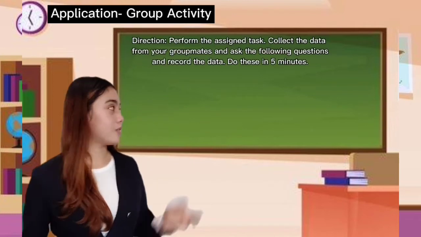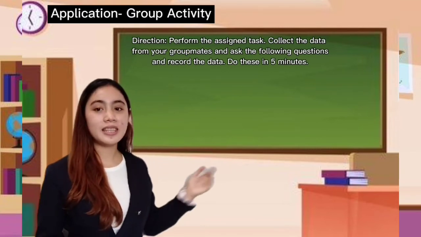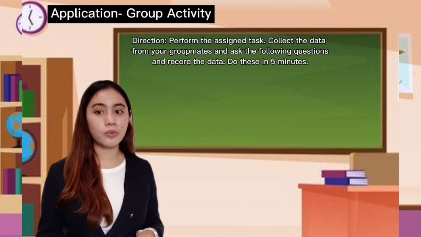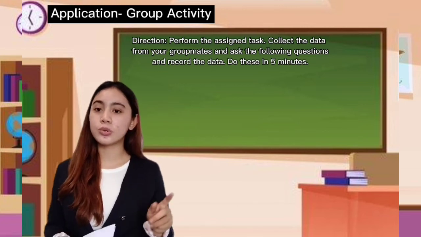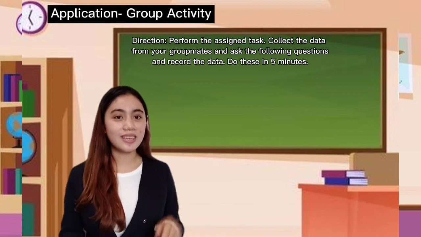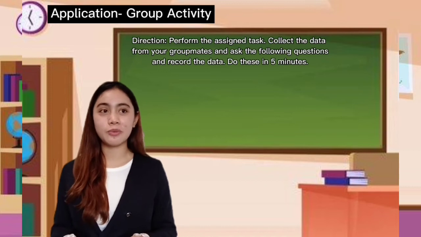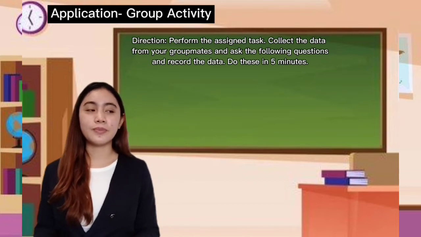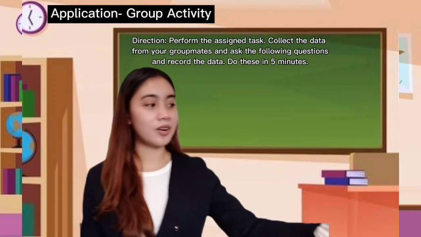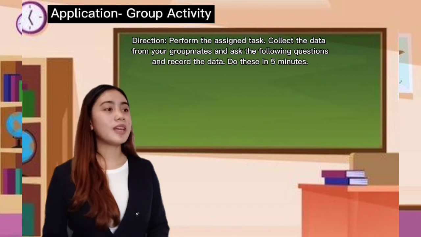Okay. Direction: perform your assigned task. Collect the data from your group mates and ask the following questions, and you are to record the data. Do it in 5 minutes. Remember, I will be the one choosing your reporter, so please, everyone, cooperate with your group mates. Okay, group 1, here's your activity card. And for group 2, here's your activity card. Okay, you may now start.